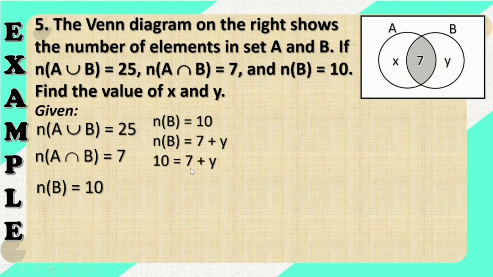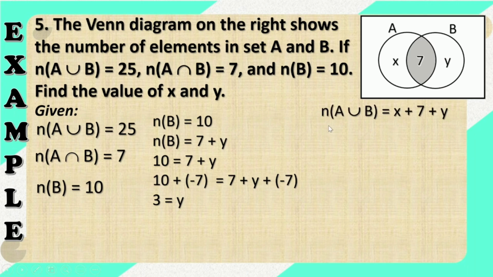So, to solve for Y, we are going to add negative 7 in both sides. So, we have to simplify. 10 plus negative 7 is 3. And the other side, magiging 0 na. Then, naiwan si Y. So, therefore, the value of Y is 3.